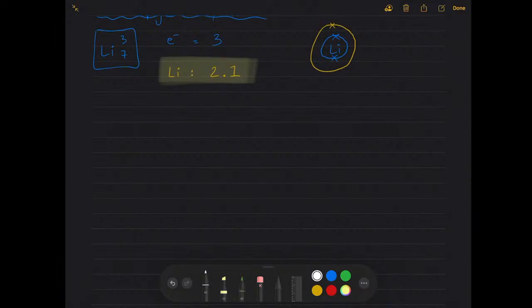Next, we have calcium, and calcium is 20 and 40. I will give you 1 minute to work out the electron configuration. Off you go.